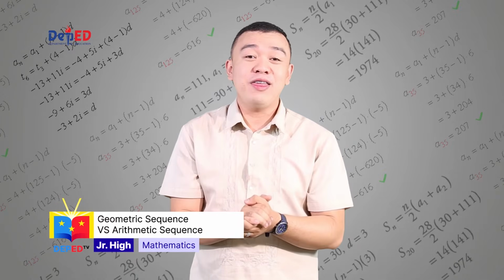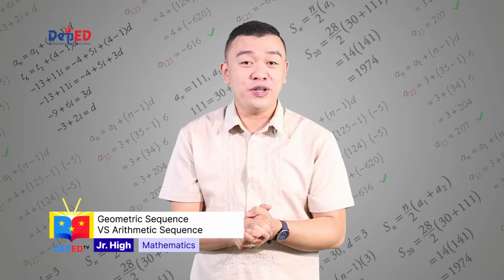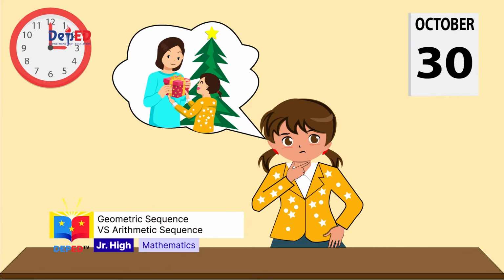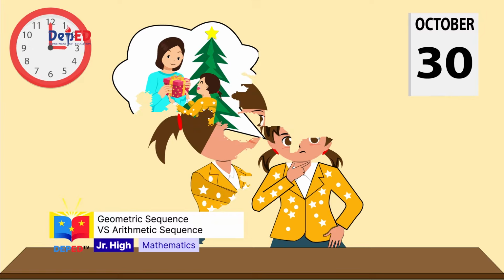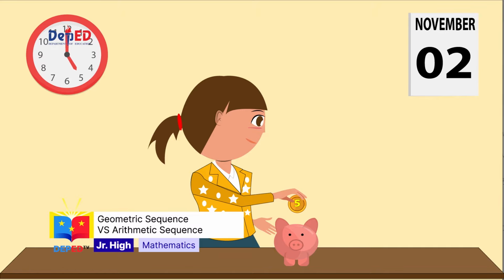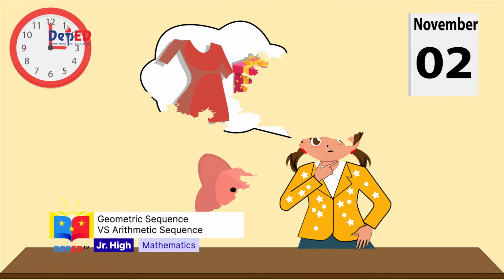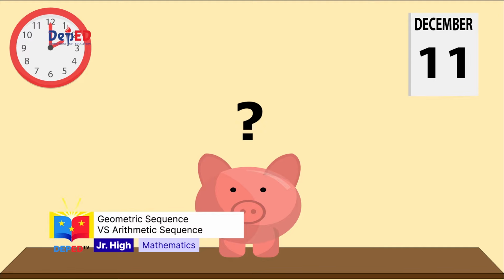Well, let's take the challenge by answering the first problem. You are planning to buy a new blouse which costs 300 pesos as a present to your mother this Christmas season. You started saving money on the first week of November and doubled the amount to be saved every week. If you started saving 5 pesos on the first week, will you be able to buy the blouse at the end of the second week of December?